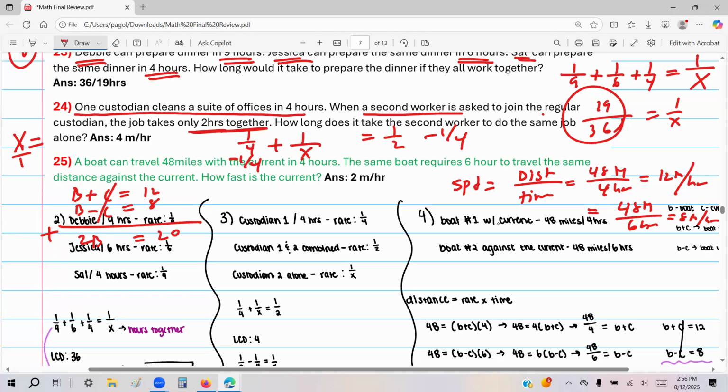So solving for B is easier. That's why I'm solving for B first. When we solve for B, we can see our B is 10. So if B is 10, what is C? 10 minus what is 8? 2. So C is 2.